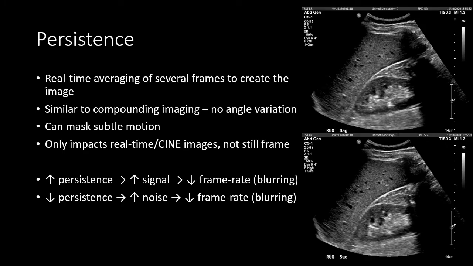Persistence is an imaging factor similar to compound imaging. In this case, you are taking multiple single images and averaging them together to create an image with higher signal and lower noise. It does take more time to acquire multiple images to create the one 2D image that you see, and so this impacts real-time grayscale imaging by decreasing the frame rate or increasing the blurring. It is very similar, again, to compound imaging, where you're averaging multiple images captured at different angles. In this case, there's no angle variation.